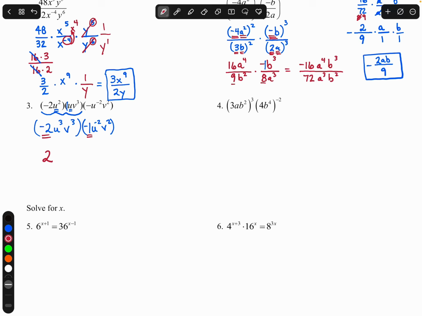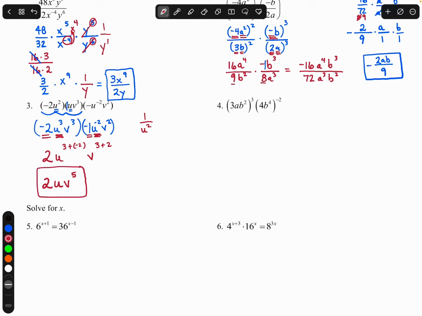I can take this u to the negative 2nd if I want to, and I could write it as 1 over u to the 2nd, or I can just use my property here where I know that if I'm multiplying u to the 3rd times this u to the negative 2nd, I'm just going to add the exponents. So this would be like a u to the 3 plus negative 2, and my v would be a 3 plus 2. So in the end, we're going to have a 2, u to the 1st, v to the 3 plus 2 would be 5, and that would be our answer.